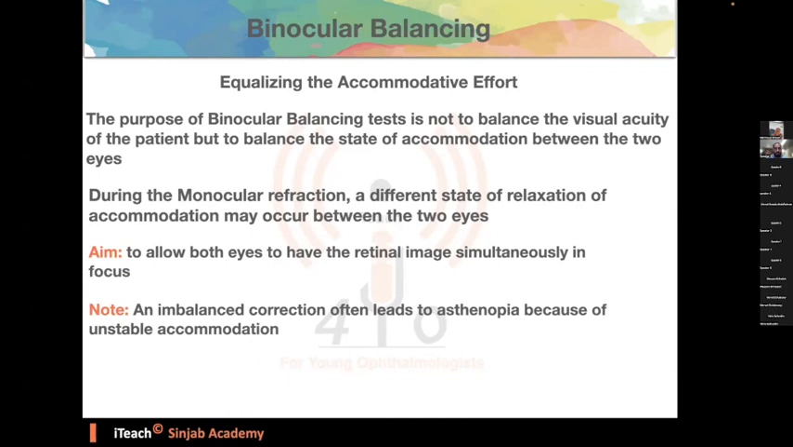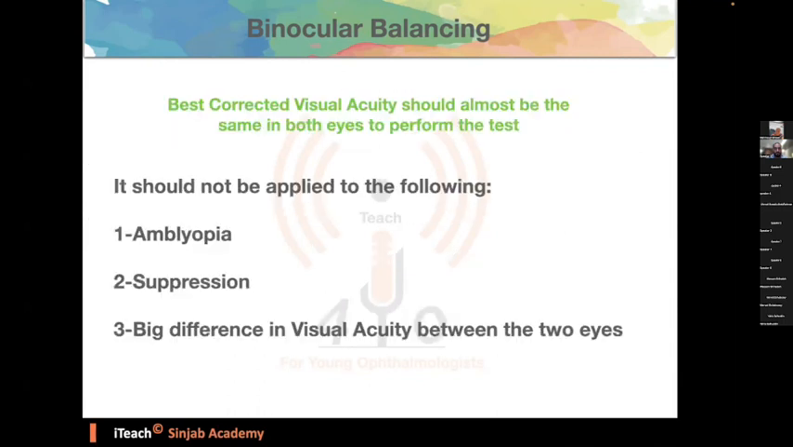Note that imbalanced correction often leads to asthenopia because of unstable accommodation. And we have to keep in mind that the best corrected visual acuity should almost be the same in both eyes to perform the binocular balance. And we couldn't apply it to a patient that is amblyopic or has suppression, or there is big difference in visual acuity between the two eyes.